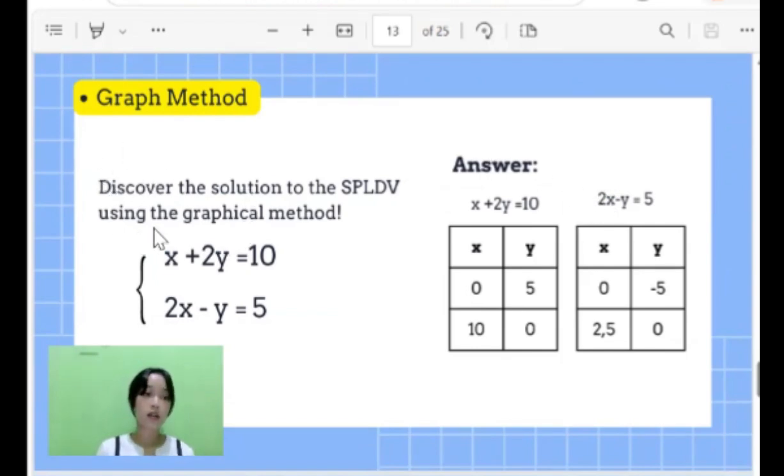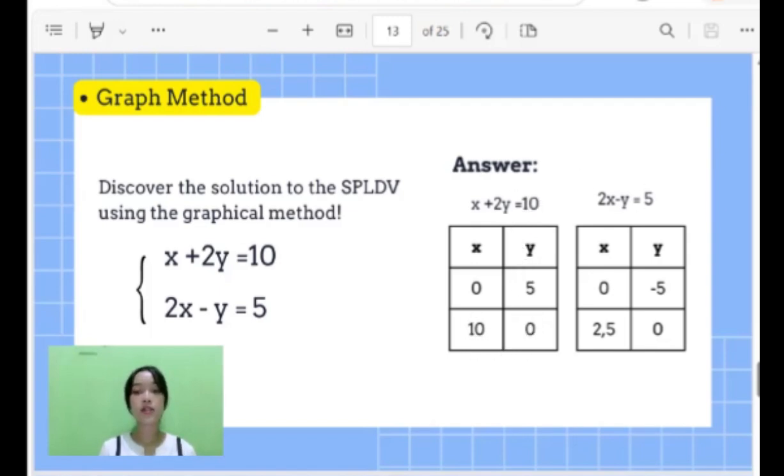This is a question. Find the solution to the SPLDV using the graphical method: x plus 2y equals 10, and the second equation is 2x minus y equals 5. First, we need to find some coordinate points for each equation. For the first equation, x plus 2y equals 10. If x equals 0, so 2y equals 10. We divide both sides by 2, so y equals 5. And then if y equals 0, we substitute in this equation, so 2 times 0 is 0, so x equals 10. So we get point (10, 0).